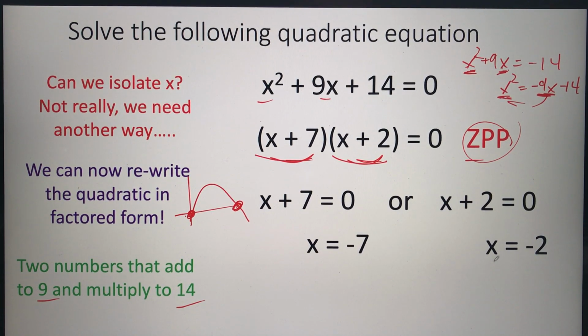We could take either one of these, plug it up here, and check to see if it works. Let's try negative 2. I'm going to put negative 2 in here. Negative 2 squared is 4. 9 times negative 2 is negative 18, plus 14. 4 take away 18 is negative 14, plus 14 equals 0.